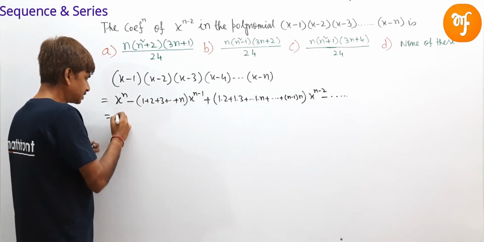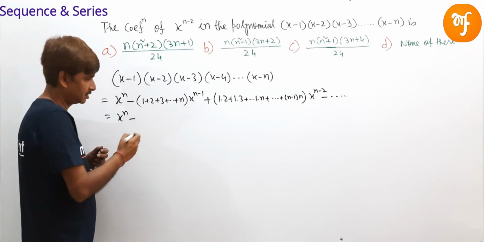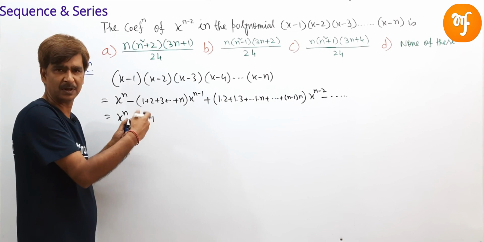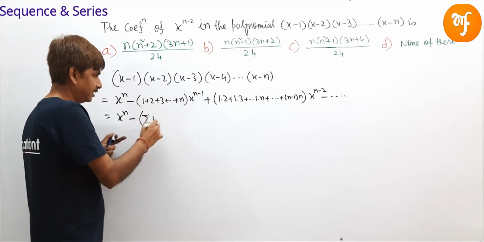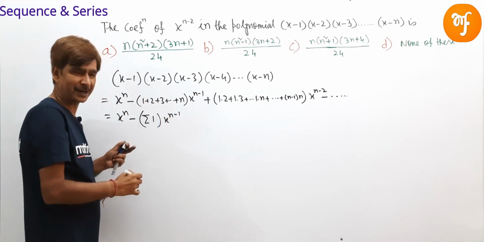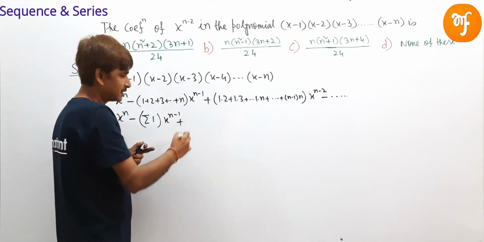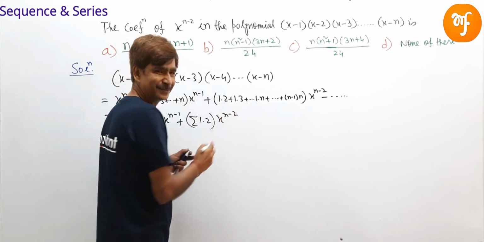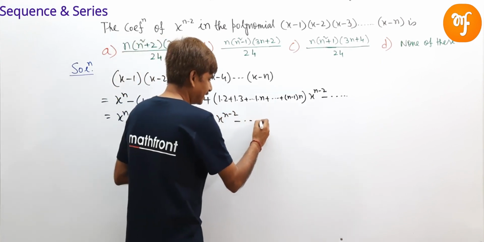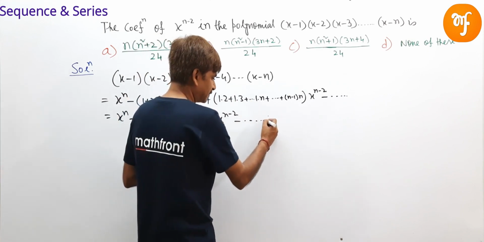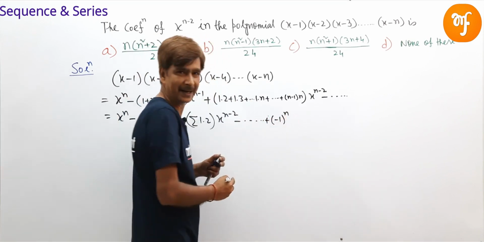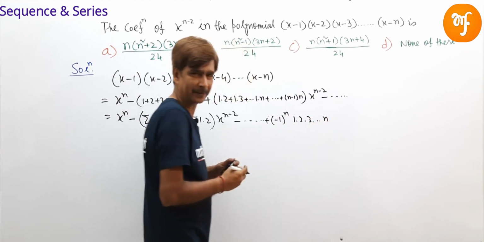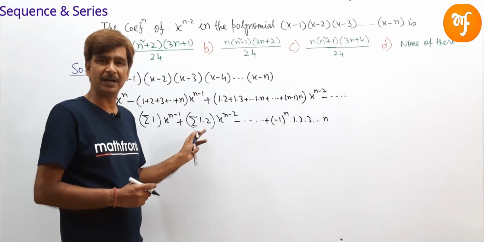In short, this can be written as x to the power n minus summation of 1, where summation of 1 means I write just 1 plus 2 plus 3 plus dot dot till n, into x to the power n minus 1. Okay. This can be written as plus summation of 1 into 2 into x to the power n minus 2. Then again minus like this. And what will be the last term? It is plus or minus (minus 1) whole to the power n into 1 into 2 into 3 dot dot till n. Okay. So what does summation of 1 into 2 represent?